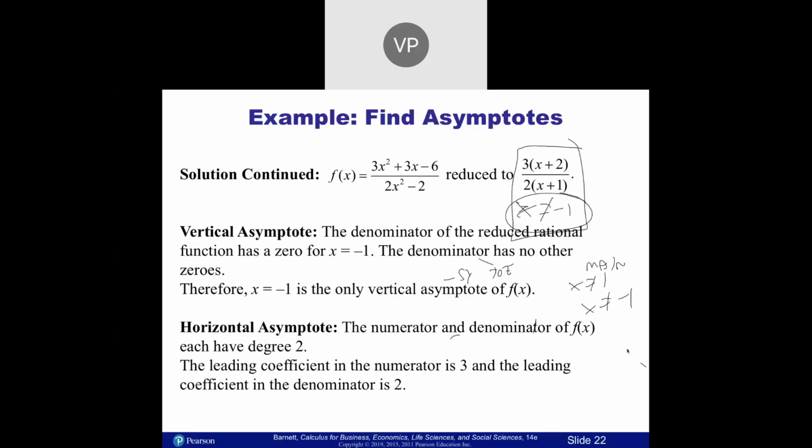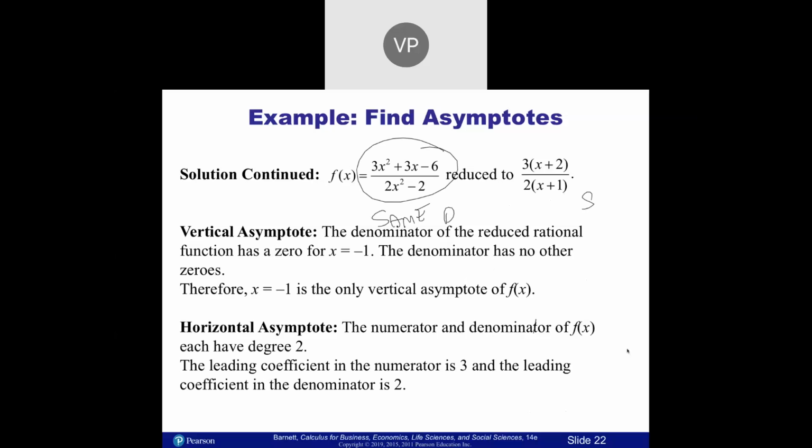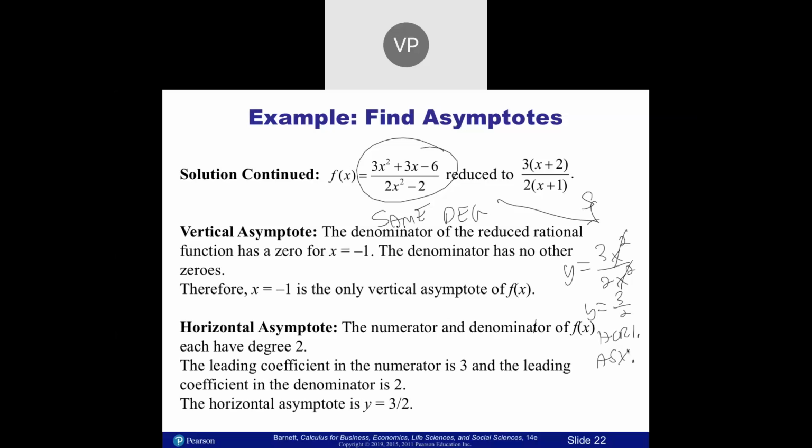They have the same degree. So if they have the same, I'll show you a little trick. They talk about coefficients and all that, but I'll give you an easy trick. This only works if you have the same degree on the top and bottom. You take just those high powers, the 3x squared and the 2x squared. You cancel these because they're the same, and what you're left with is the horizontal asymptote. That's where they get this 3/2 term.